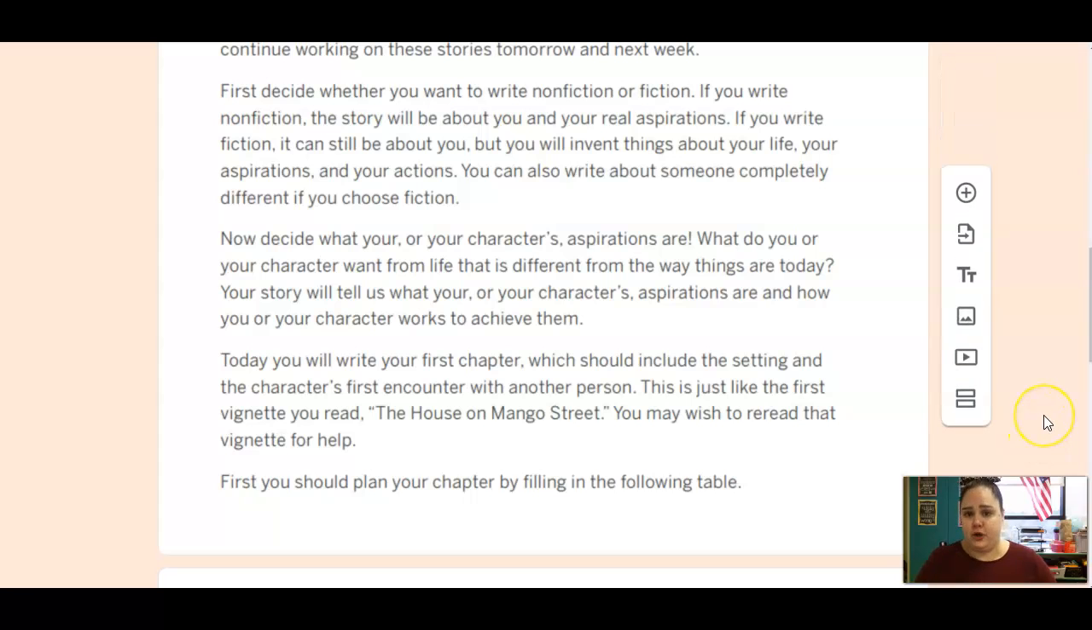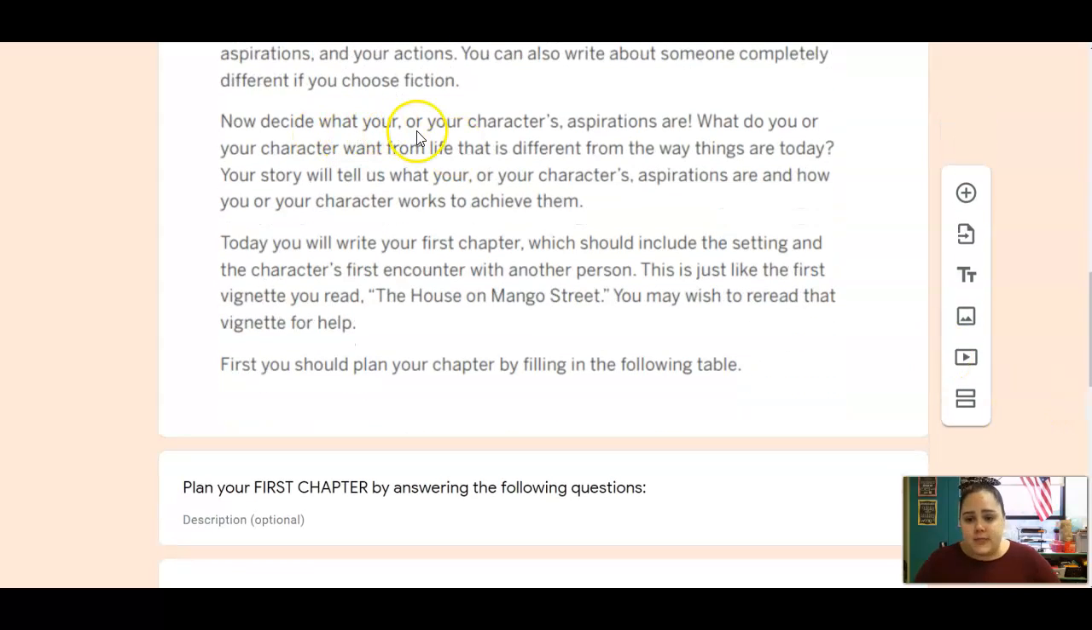So first, choose a character. Do you want to write about yourself, or do you want to write about somebody else? Now decide what your character's aspirations are. So if this is something that you're writing about yourself, what is your dream? What is something that you really want to achieve in life? You can also make it up. If you don't want to write about yourself, make up a character and make up a dream that they might have.